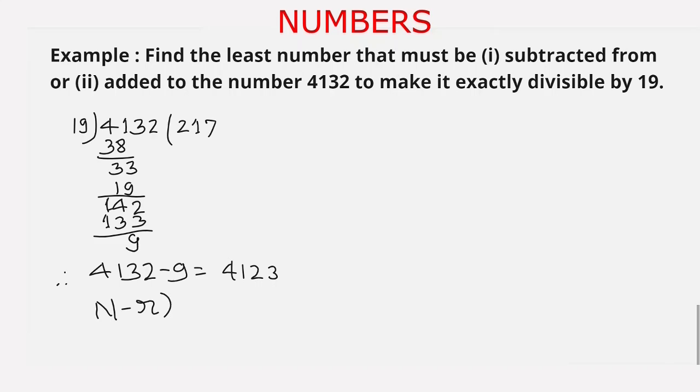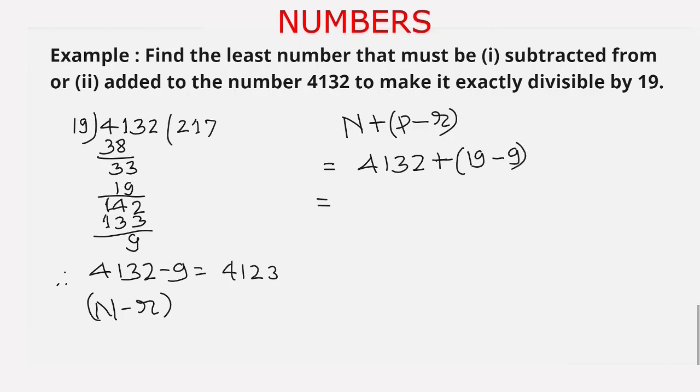Here n minus r is completely divisible by the divisor. Dividend minus remainder is completely divisible by divisor. Now as we know that 9 is the remainder, so what we have to do is n plus p minus r. So this is equal to 4132 plus 19 minus 9.